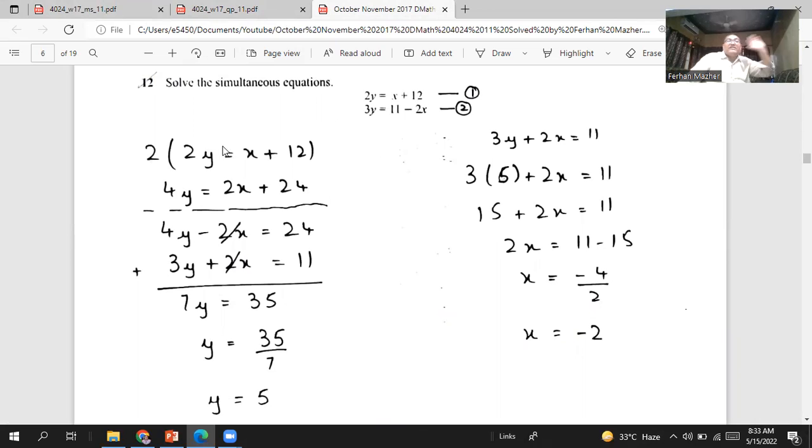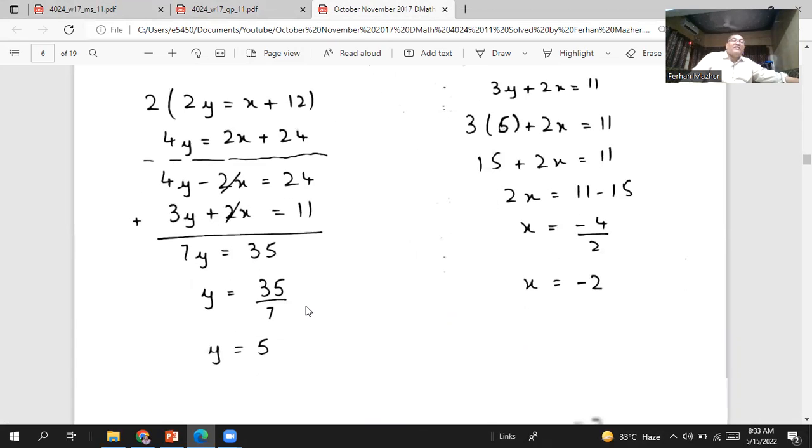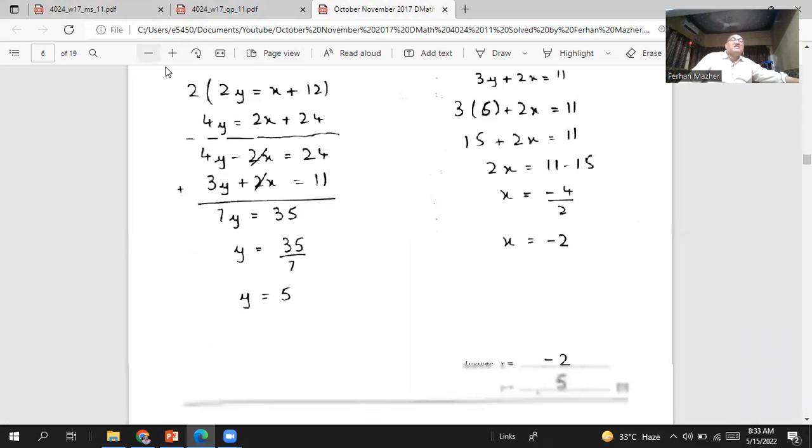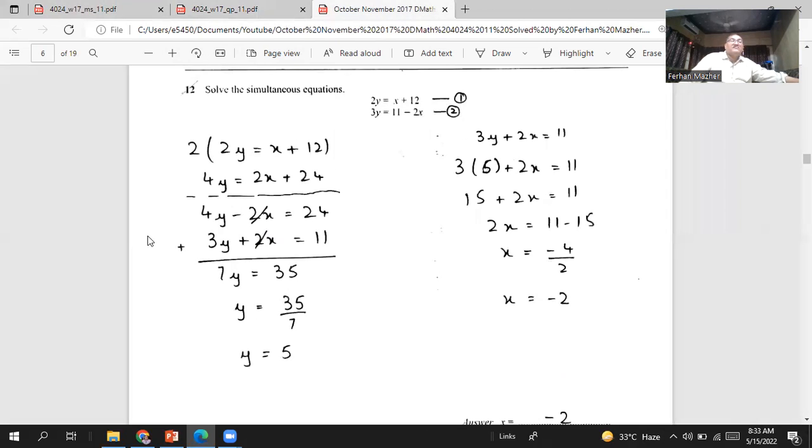So you can see when the first equation will be multiplied with the 2, you will get 4y equals to 2x plus 24. So you will have 4y minus 2x equals 24. 3y plus 2x equals to 11. So these two will be cancelled. You will have 7y equals to 35. And y will be equals to 35 divided by 7, that will be 5.